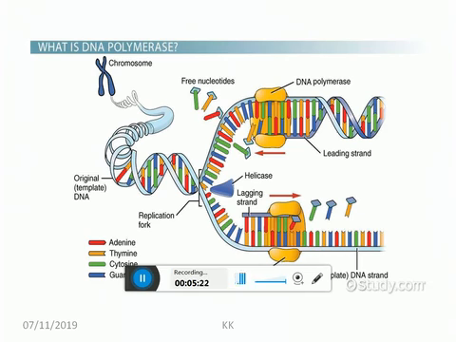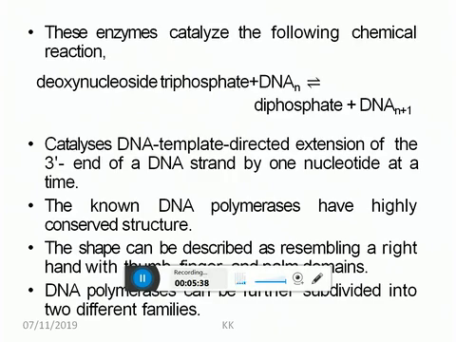Okay, this is the DNA polymerase. When it binds to the DNA, it leads to synthesis of new DNA strands. First the DNA strand is separated, then the new DNA strand is synthesized. These enzymes catalyze the following chemical reaction: deoxynucleotide triphosphate plus DNA gives a diphosphate and a longer DNA.